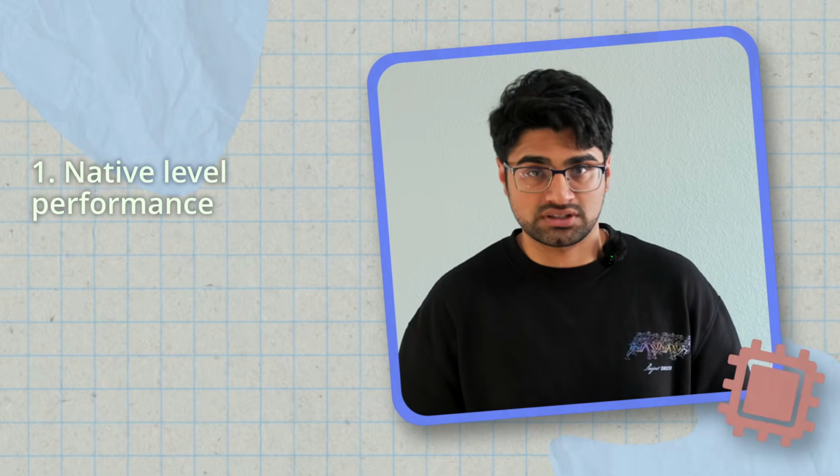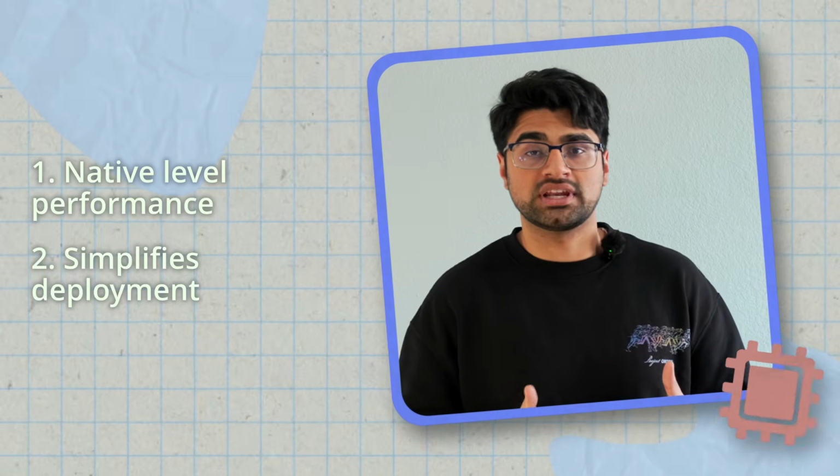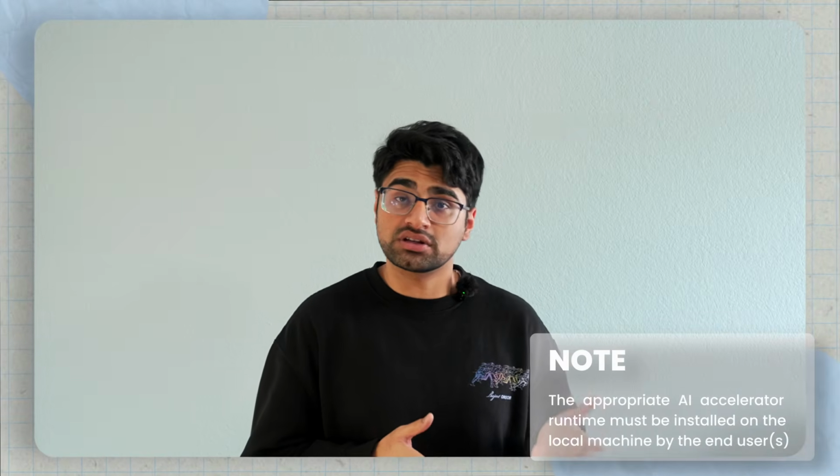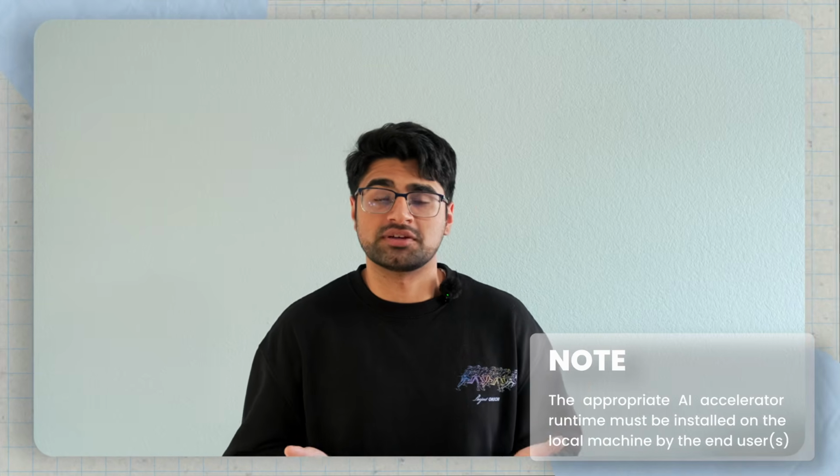For native level performance, use @local for your hardware location. @local directly accesses the AI accelerator hardware on your local machine, meaning there's no added latency with any network transfers. It greatly simplifies deployment and lets you have the fastest speeds for whatever model you're running. However, this does mean that every machine needs to have the proper runtimes installed, and all hardware is ultimately managed by the end user. But what are we even inferencing?